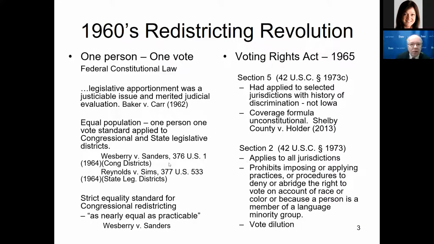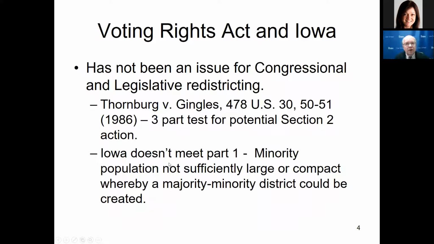However, the Voting Rights Act has never been a particular issue in Iowa. That's based upon the key case, Thornburg versus Gingles, which established a three-part test for potential Section 2 violations. The first part of that test is, can you create a majority minority district? Iowa does not have a population sufficient or large enough or compact enough whereby a majority minority district could be created.